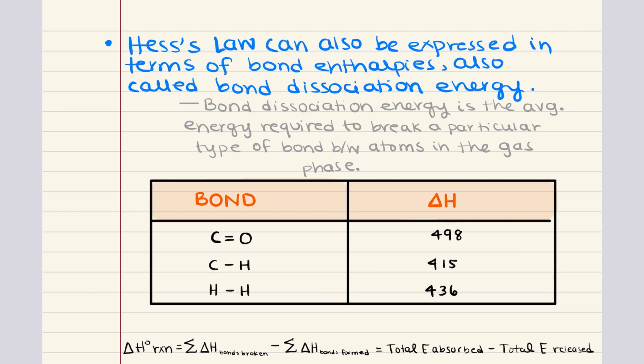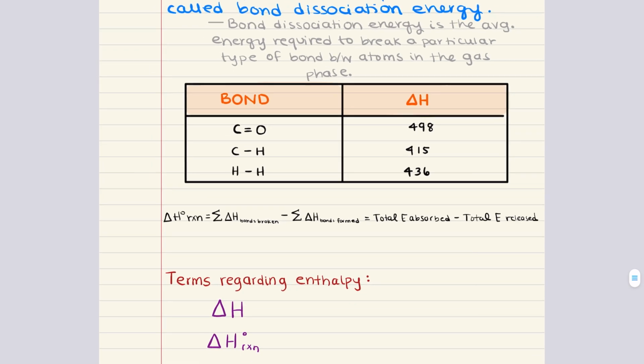Now, to elaborate, the enthalpy change of a reaction can be determined by the formula that you see written here. In this equation, we have our sum term, delta H bonds broken. This represents the total energy that's required to break the bonds in the reactants. This is subtracted from this sum term, delta H bonds formed, and this represents the total energy released when new bonds are formed in the products.